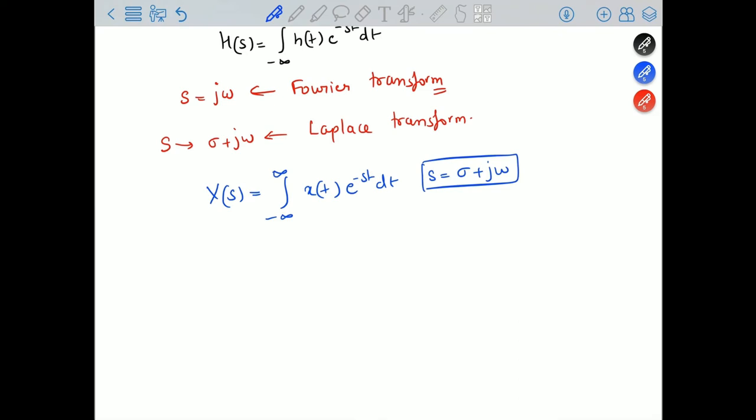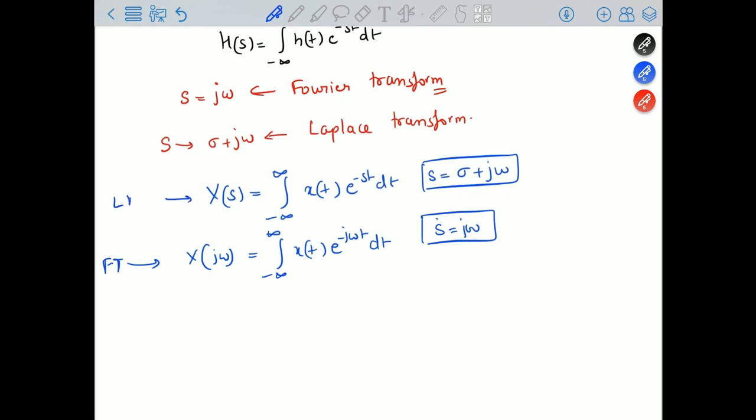So this is the definition for the Laplace transform, and if we replace s with j omega, what will we get? We will get X(j omega), the integral from minus infinity to infinity of x(t) e raised to the power minus j omega t dt. So this is the representation of the Fourier transform, and this is the representation of the Laplace transform. The difference is that here s has a real part and an imaginary part, and here s has only an imaginary part, so it is purely imaginary. So this is the understanding of the Laplace transform.